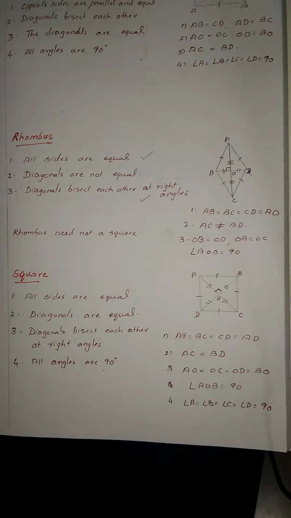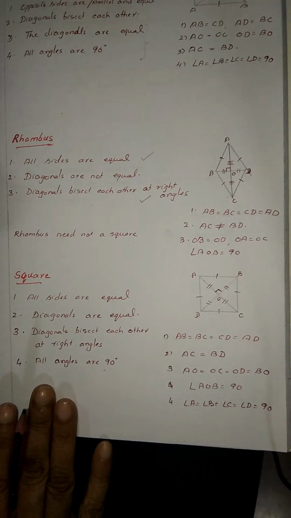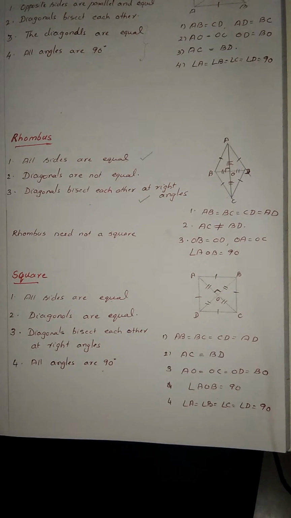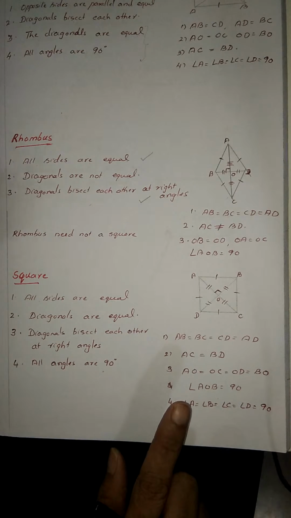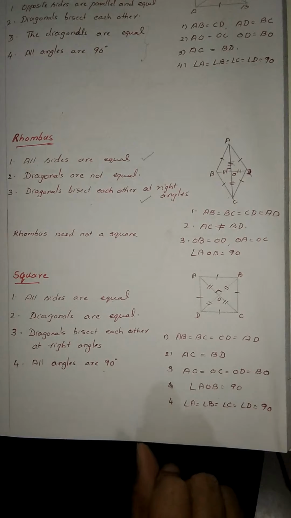And again, coming to rectangle and a square. In a rectangle, opposite sides are equal. Here in a square, all the sides are equal. And in a rectangle, the diagonals are equal. Here also the diagonals are equal. But diagonals do not bisect at right angles in a rectangle. But in a square, it bisects at right angles.